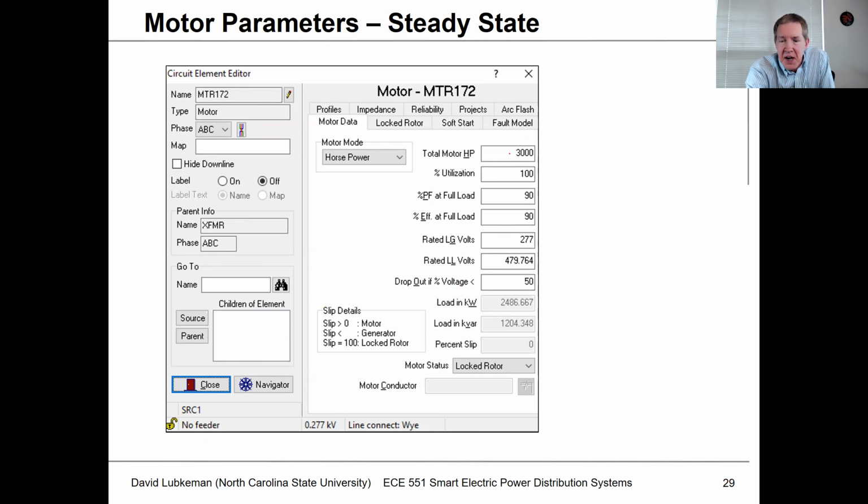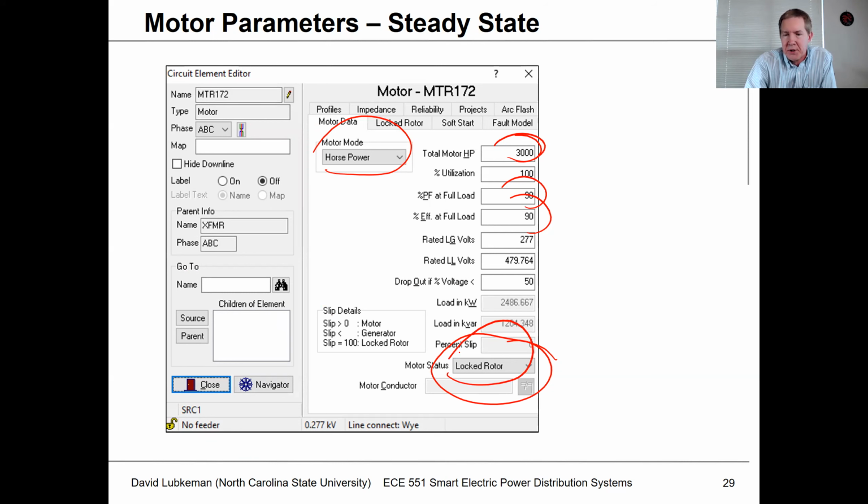And so we put in the size of the machine. We put in our power factor. We put in our efficiency. I'm kind of guessing at this. We're specifying everything in terms of horsepower in this case. And for the locked rotor calculation, we want to put this in locked rotor. You can have this in normal condition or in locked rotor condition. We want to do a startup calculation, so we have to put the status in locked rotor.